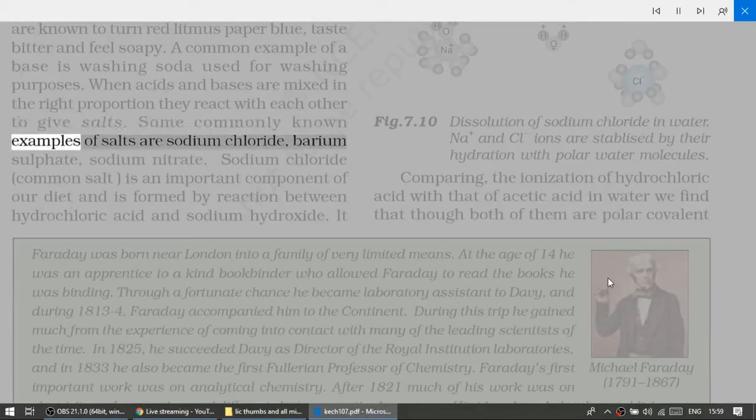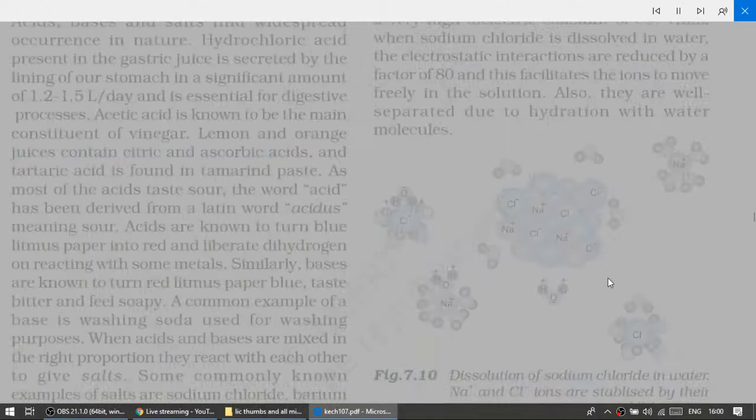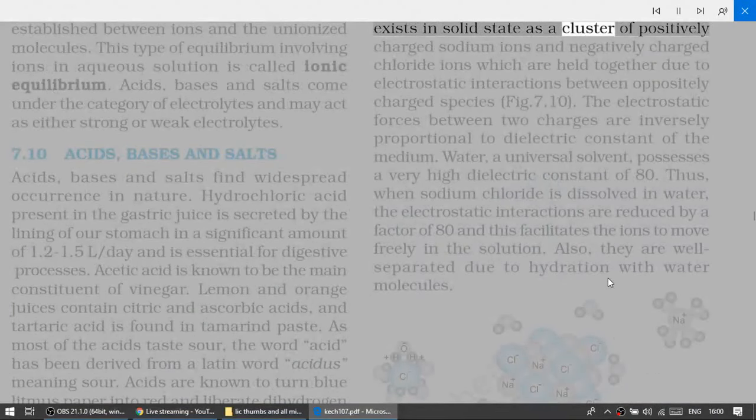Some commonly known examples of salts are sodium chloride, barium sulfate, sodium nitrate. Sodium chloride, common salt, is an important component of our diet and is formed by reaction between hydrochloric acid and sodium hydroxide. It exists in solid state as a cluster of positively charged sodium ions and negatively charged chloride ions, which are held together due to electrostatic interactions between oppositely charged species.